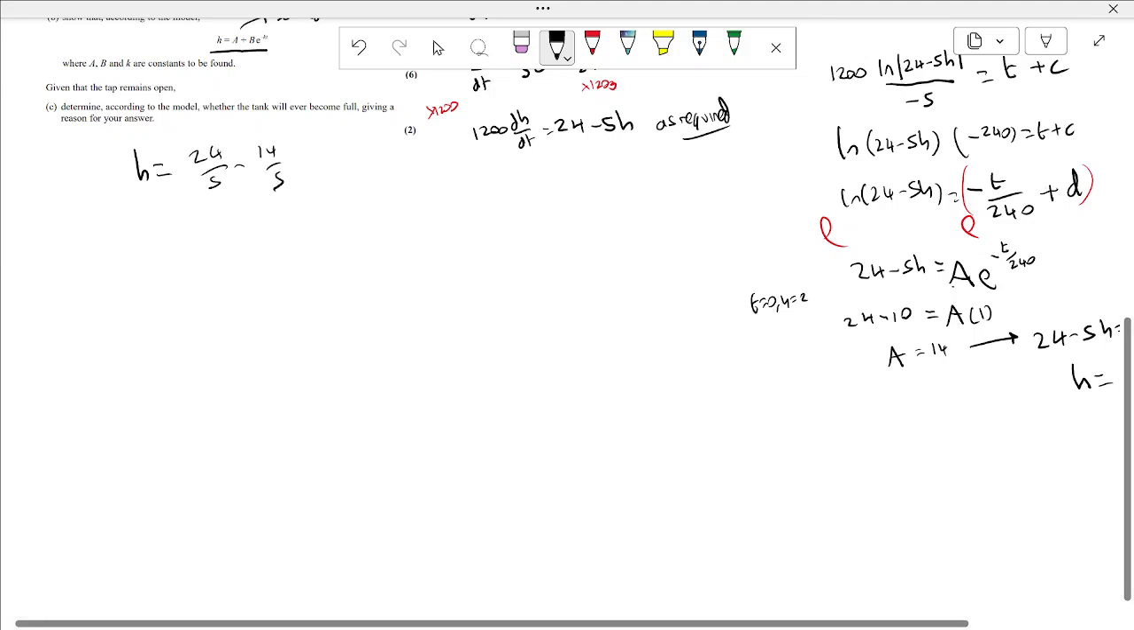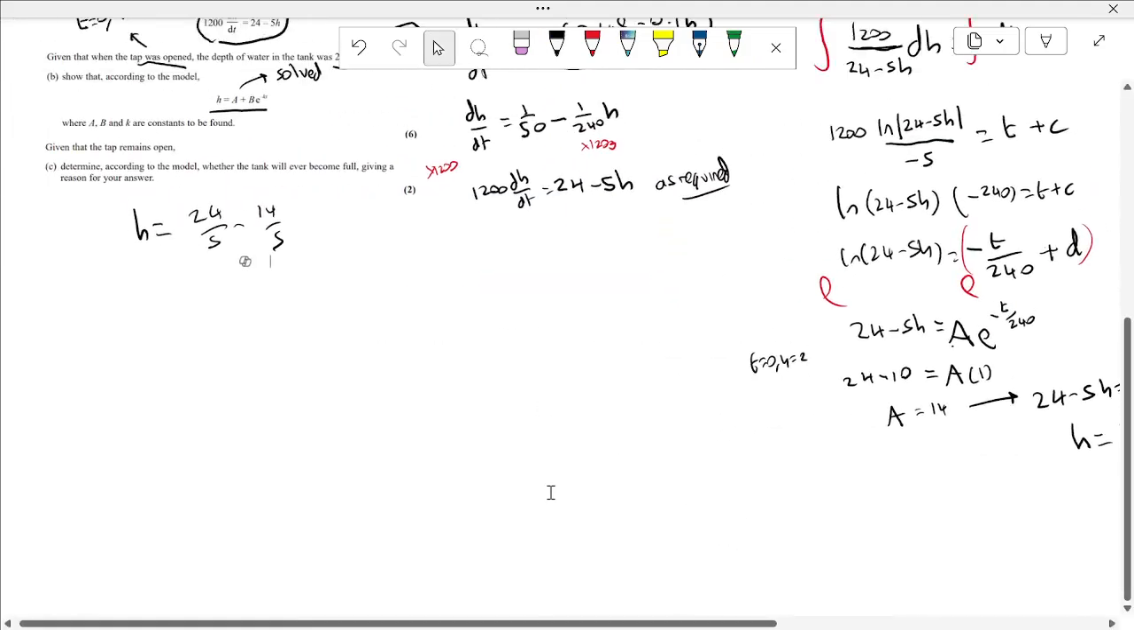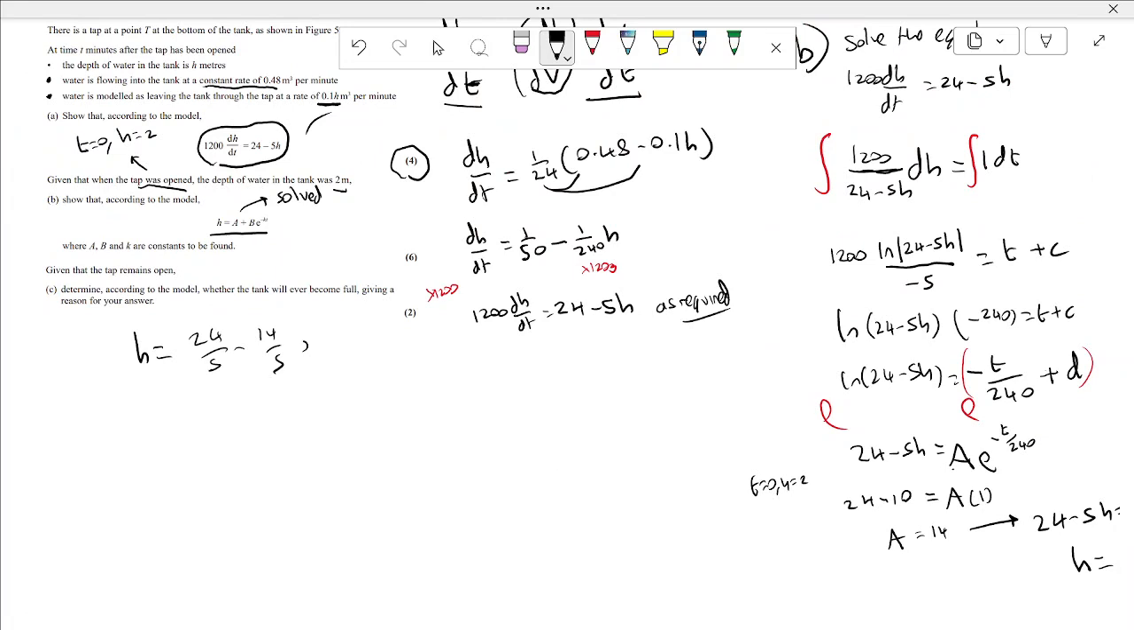It says e to the negative kt, so I'll write it like that. That's e to the negative, not t over 240, but 1 over 240 t. So I can say that k was 1 over 240, a was 24 over 5, and b was negative 14. Okay, cool. There's my answer for B. Got my answer for h.